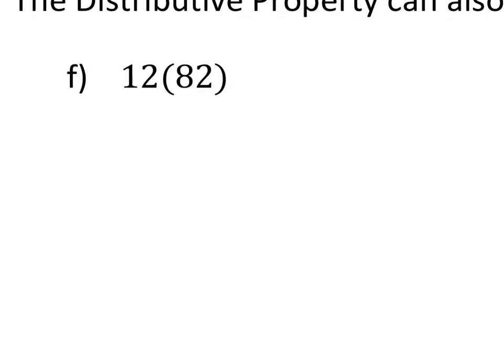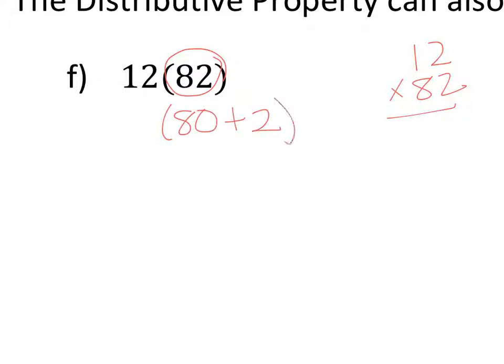We can definitely take these numbers and multiply 12 times 82 and go through that process. But I want to use mental math, and we can do that by using the distributive property. I can take this 82 and change it to a sum, 80 plus 2, and bring down our 12. Now we can distribute, and I can now do this mentally.